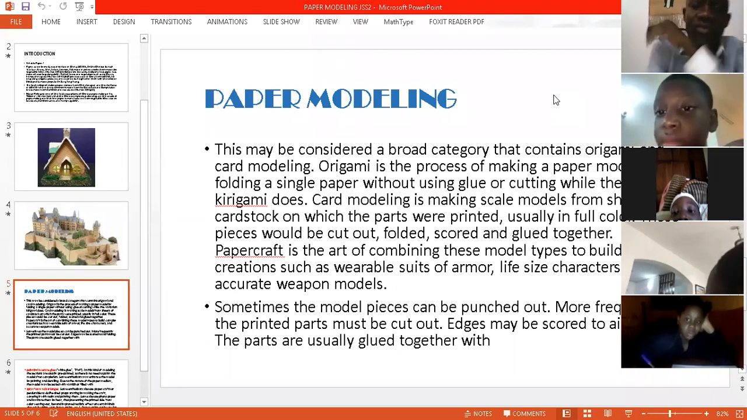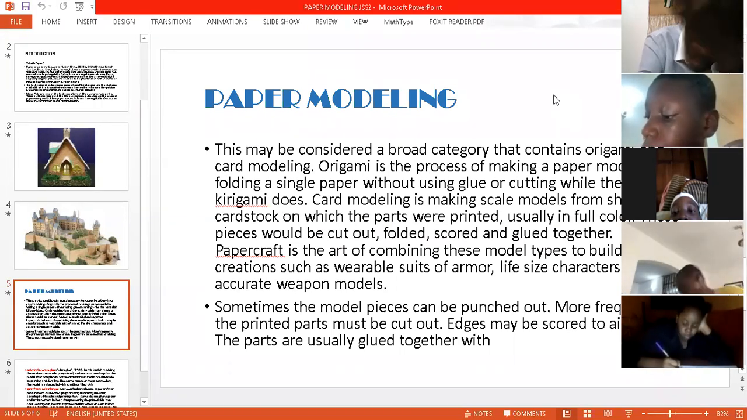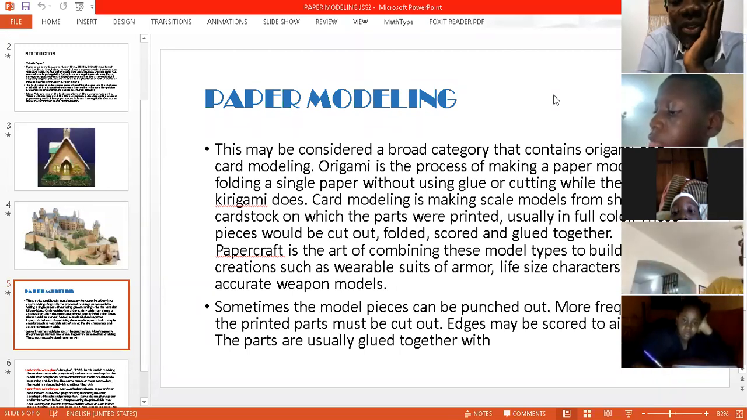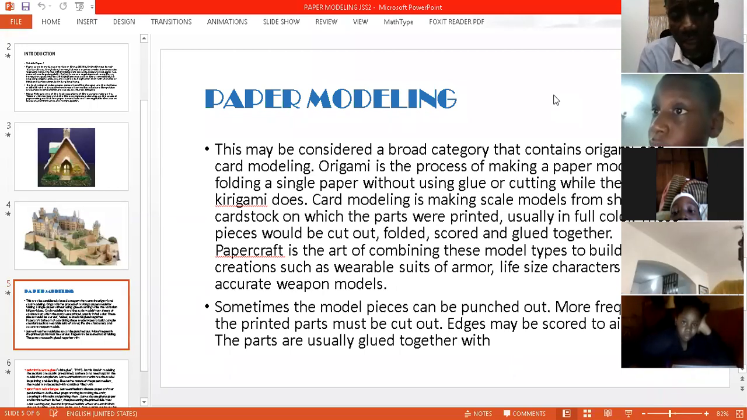Now let's go forward. It says sheets of cardstock on which the parts were printed, usually full in color. These pieces will be cut out, folded, something like this.